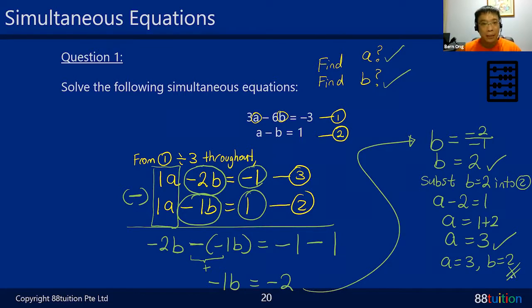Can you see? All right, so that is the way to do it. You cannot simply just take 3A minus 6B minus A minus B. If you do that, your A and B will still be there. You want to get rid of something first. In this case, I purposely try to get rid of my A first. When I get rid of my A, I'm left with a B. Having a B alone is easier to solve. This method is actually called elimination method.